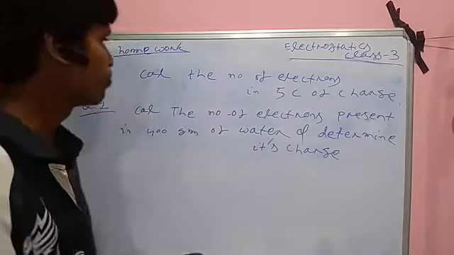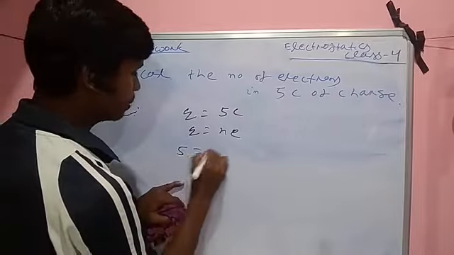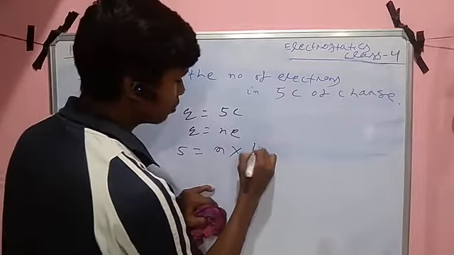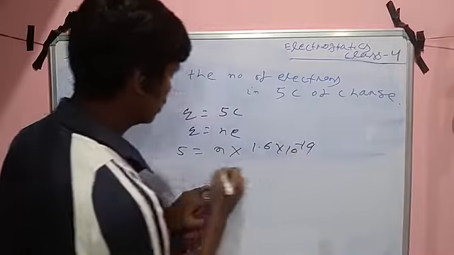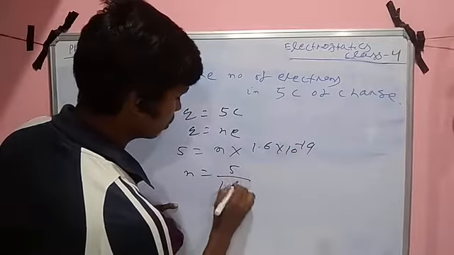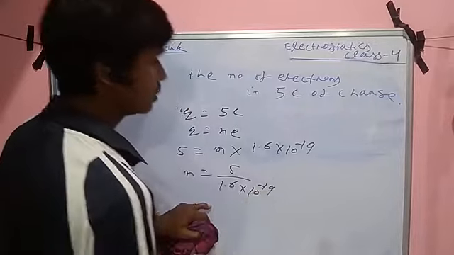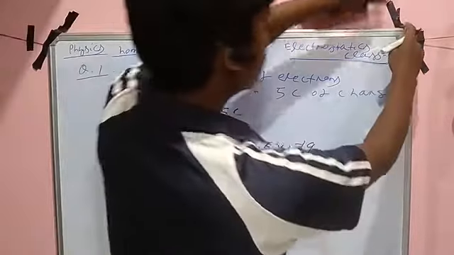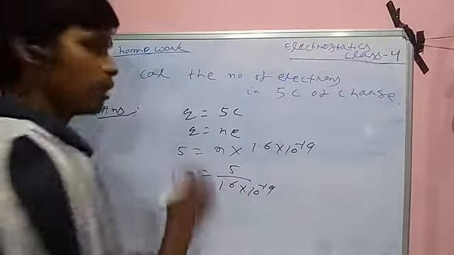Solution of question number 1. 5 coulomb, that means Q is equal to 5 coulomb. We know Q is equal to N e. Q is equal to 5 is equal to N into e. Value of e is what? 1.6 into 10 to the power minus 19. Then N is equal to 5 by 1.6 into 10 to the power minus 19. That is the number of electrons. That is the answer of question number 1.